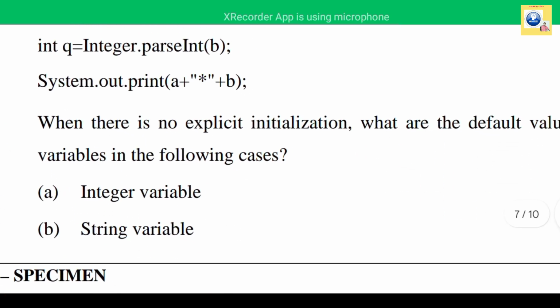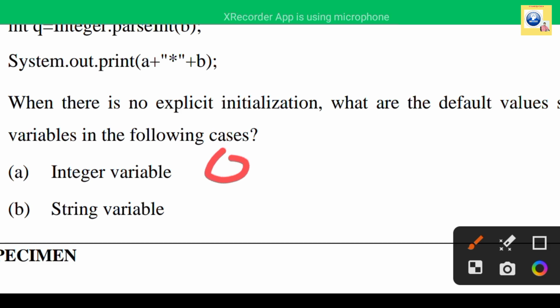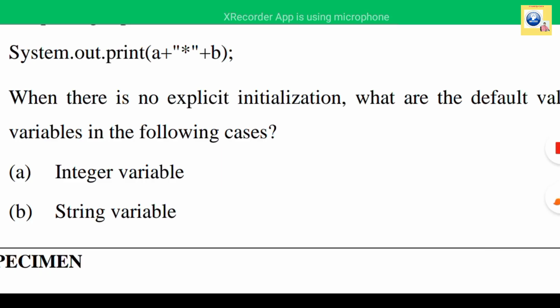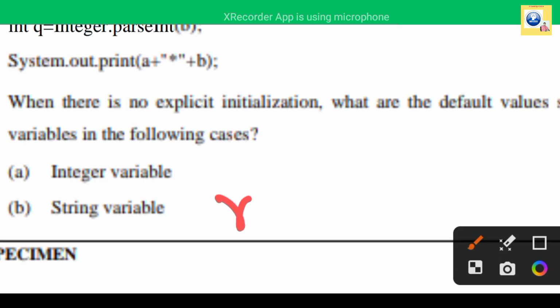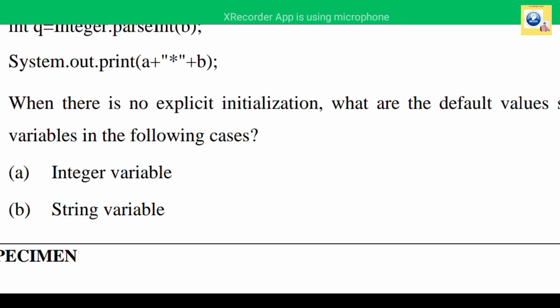Now question number 9, when there is no explicit initialization, what are the default values? We have to simply tell the default values of integer and string. So the default value for integer is 0. Okay, when you do not initialize, the compiler gives it 0. And when a string is not given any value, it is initialized with null. So the default integer value is 0, and the default string value in Java is null.